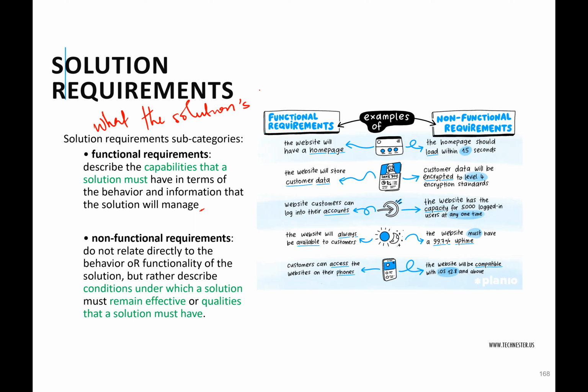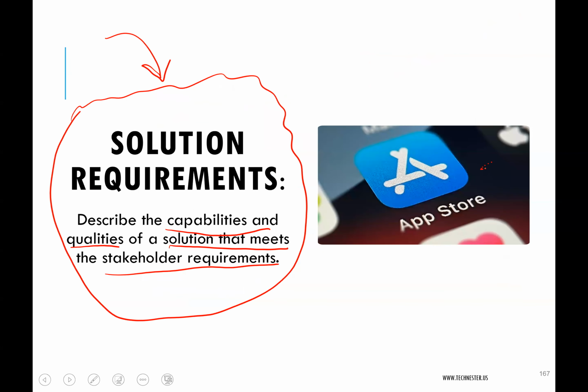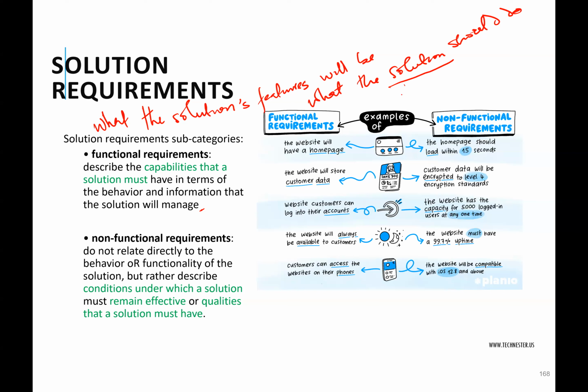In fact, I should say what the solution's features will be. So what the solution's features will be, what the solution should do. So I'll put solutions slash features. So what a solution should do is your functional requirement, or what a feature should do is your functional requirement.